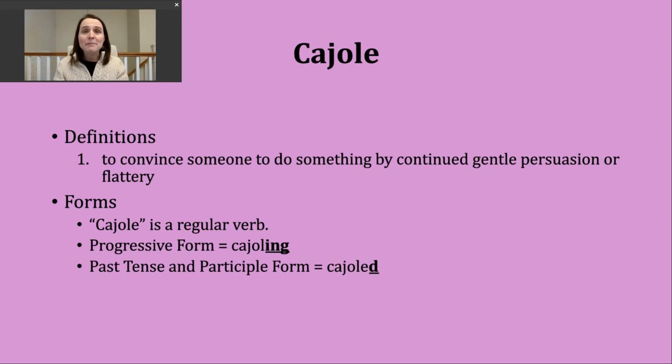To make the progressive form of this verb, I drop the E before I add ing to form cajoling. For the past tense and participle forms of this verb, I'm just going to have a single ed ending there. Our base verb cajole ends in a voiced L sound. This means that our past tense ending is going to make a D sound. And I'm not adding an extra syllable as I say it. It should just sound like this: cajoled, cajoled.